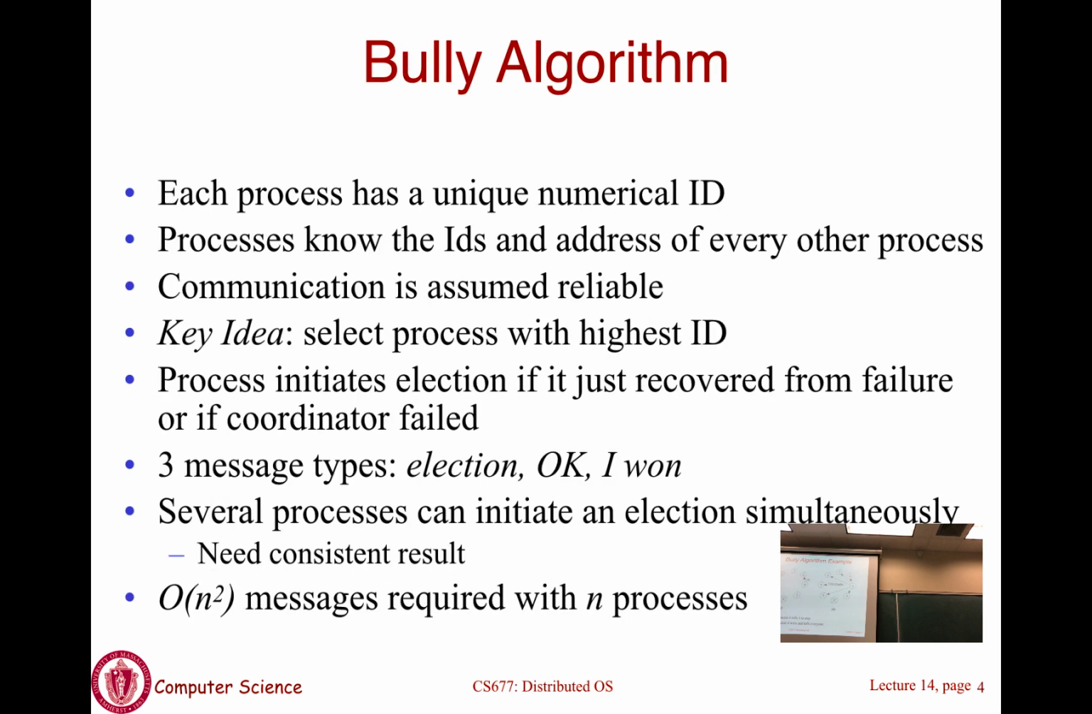Okay. So it should be clear that this technique has order n squared overhead, because it's recursive. The worst case is when the lowest ID process starts an election. It's going to send n minus 1 messages, then n minus 2, and then there will be more messages recursively, and you will get order n squared overhead. We'll see how we can do better than this.